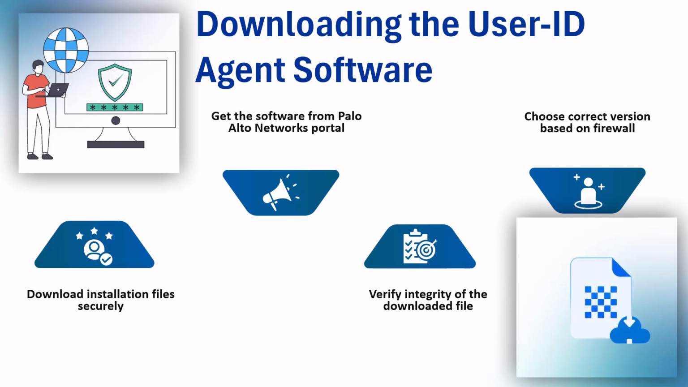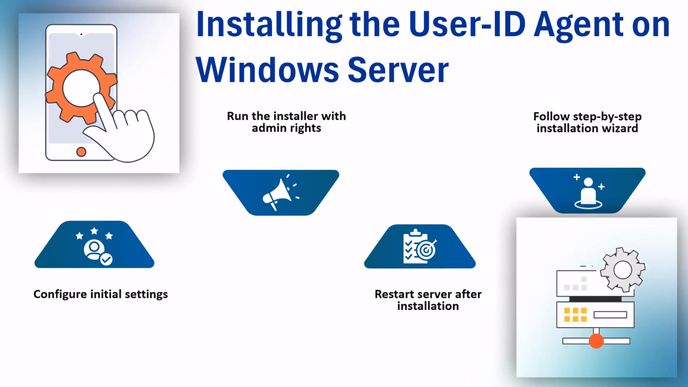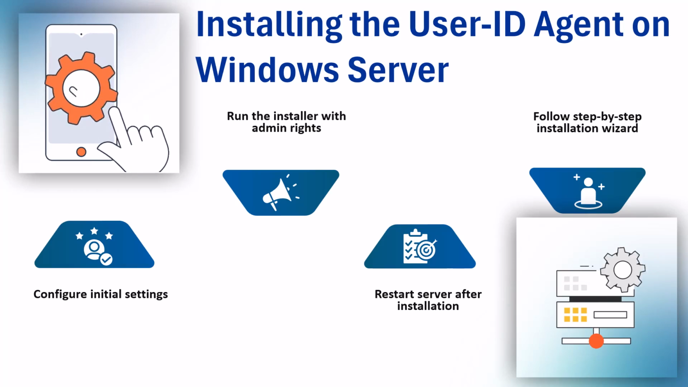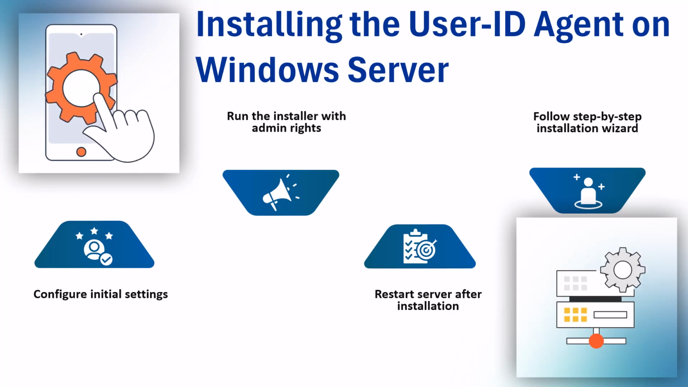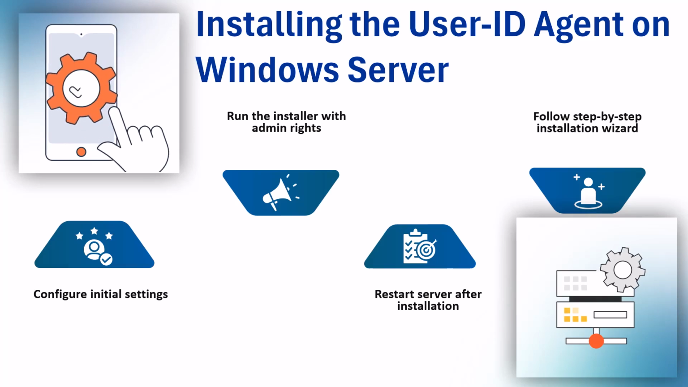Now, let's get ready to install. Time to roll up our sleeves and install. Run the installer with admin rights, because without them, the setup won't budge. Follow the wizard. It's there to make life easier. Configure the initial settings based on your network needs. And don't forget a restart. Yes, it's the oldest IT trick in the book, but hey, it works.